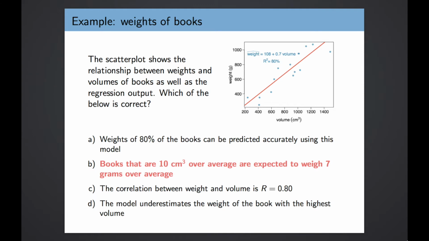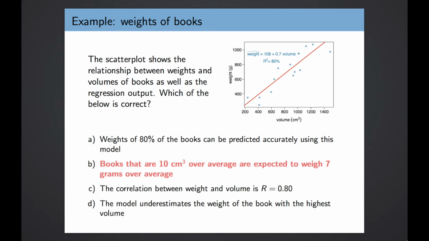So the correct answer is that books that are 10 cubic centimeters above the average in volume are expected to weigh 7 grams more than average. So we can see in the regression equation that the coefficient for volume is 0.7. And we know that what that means is that a 1 unit increase in volume corresponds to a 0.7 unit increase in weight, the dependent variable that we're interested in.